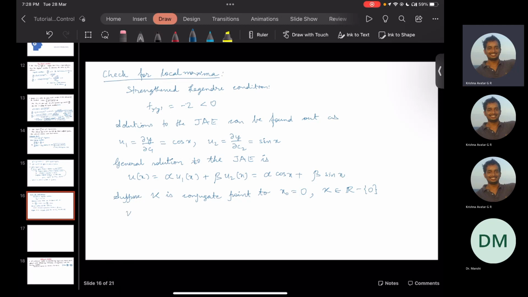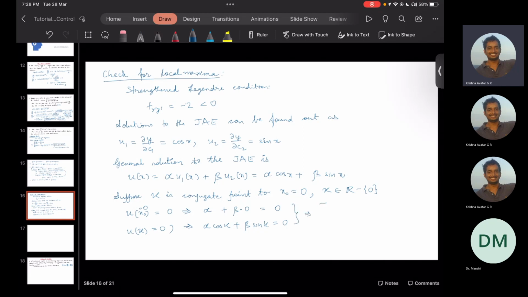So first we'll have at x naught, u of x naught is equal to 0. And you very well know that x naught is 0. So this means that alpha into cosine x, so alpha into 1 plus beta into 0 is equal to 0. Fine. And the second is u at kappa is equal to 0. And kappa, we don't know the value yet, so we'll just write alpha cosine kappa plus beta sine kappa is equal to 0.